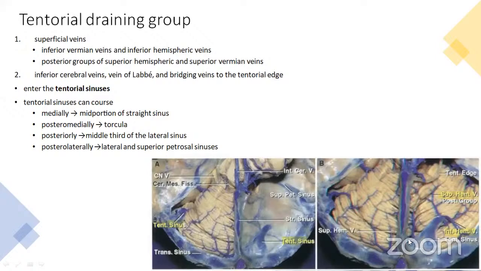It may drain medially directly into the mid portion of the straight sinus. It may drain posteromedially into the torcula, as it is seen in this dissection that this tentorial sinus drains into the mid portion of the torcula. It may course posteriorly and drain into the middle third of the lateral sinus, or posterolaterally, as we can see in this dissection, and can drain into the lateral third of the lateral sinus, or directly into the superior petrosal sinus.